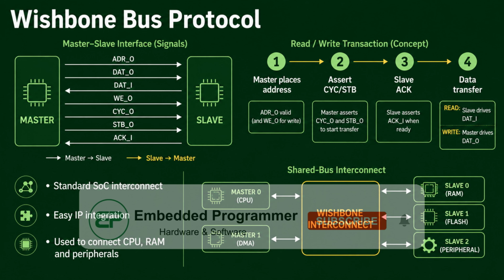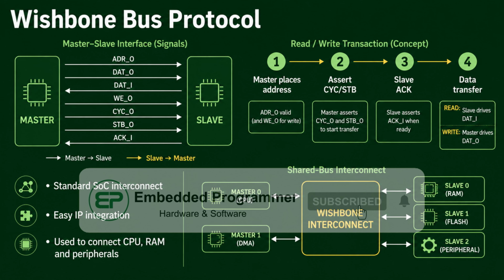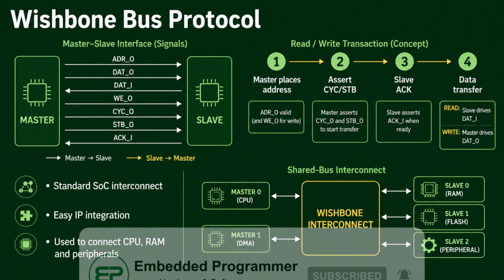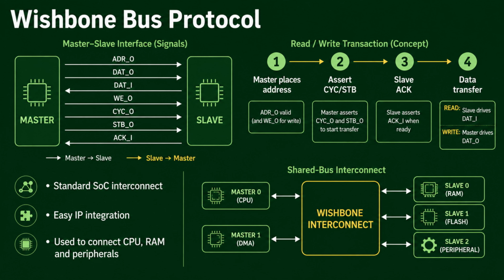Having a processor running on an FPGA is only the first part of building an SoC. The processor needs a structured way to communicate with memory and peripherals. In this project, that communication system is based on the Wishbone Bus. Wishbone defines a standard interface between masters and slaves. Some of the most important signals are the address output, data input, write enable, cycle, strobe, and acknowledge signals.